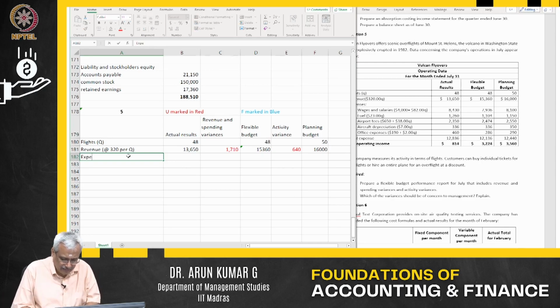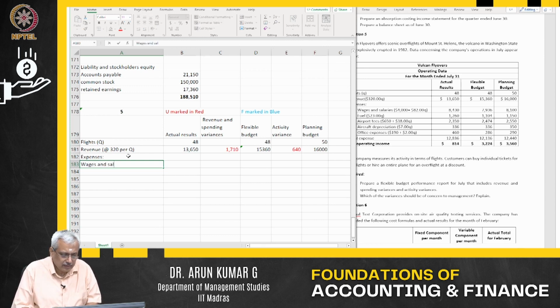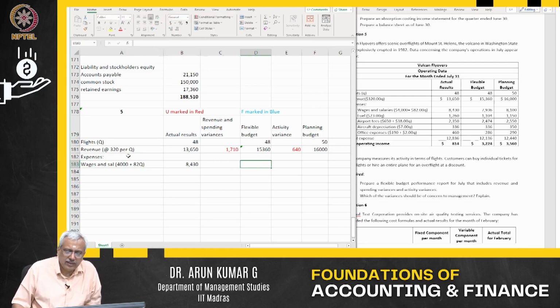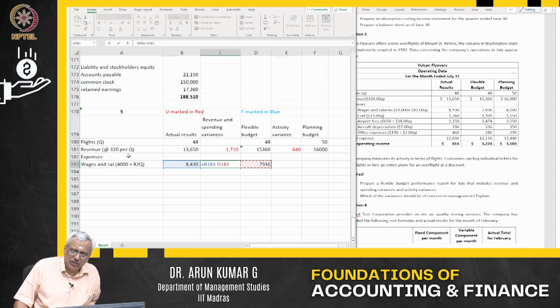Now let us look at expenses. It says wages and salaries: 4,000 fixed plus 82Q. What is the actual result? 8,430. What is the flexible budget? The flexible budget should have been 4,000 plus 82 into 48. Again, you have spent more than what you should have ideally spent. So there is an unfavorable spending variance.